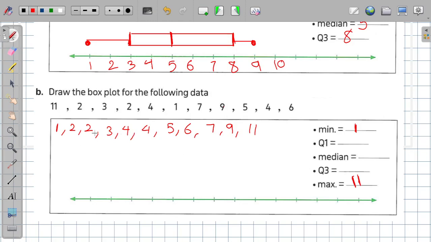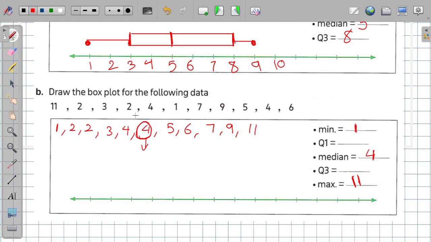Okay, where is the median? I have 11 values, so we will find the number that is in the middle. I think it's the 6th value. So I have 4. 4 is in the middle. I have 5 before and 5 after. So this is the median, and the median here is 4.